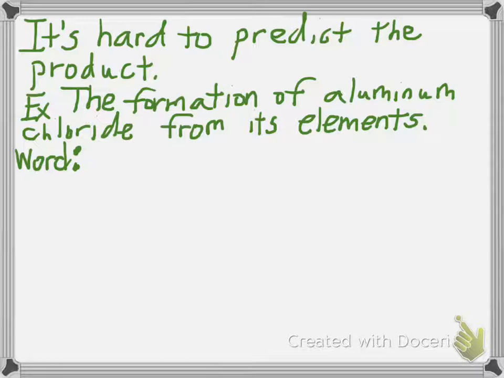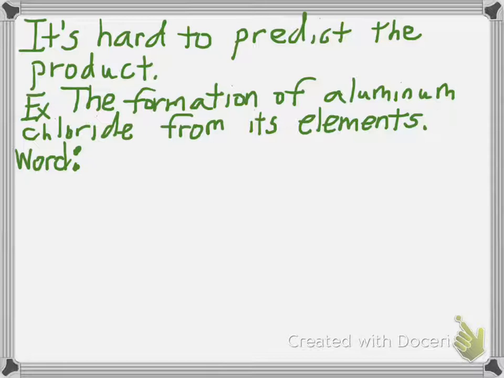And then once we have our skeleton equation, we have to make sure our equation follows the law of conservation of mass. So we have to make sure that we have an equal number of all of the atoms on both the reactant and product sides of the reaction. So again, we're going to work through that right now.